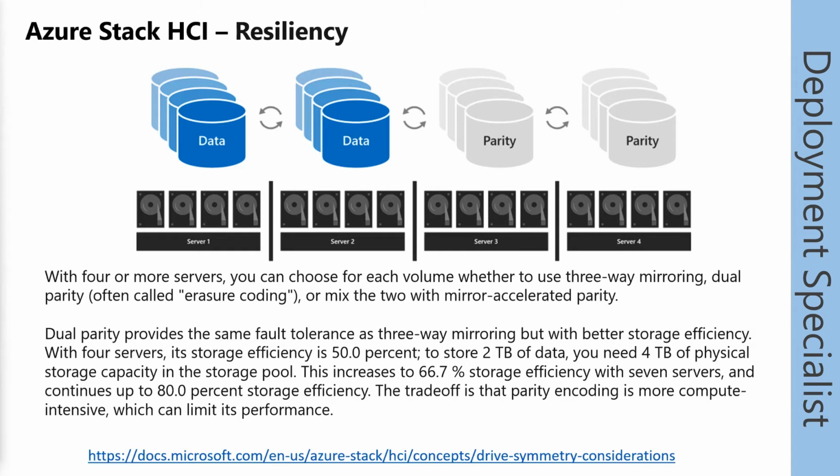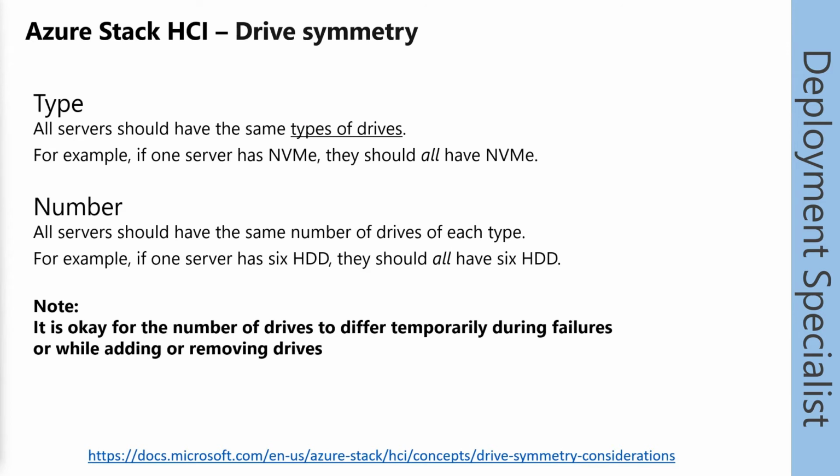When we look at the drive symmetry, we already discussed this. Then we have the clear statement that the servers should have the same type of drives. For example, if one server has NVMe, they all have to have NVMe. They have to have the same number of drives in each server. But for sure, if one drive fails, it might be temporarily the situation that we have a different number of drives till the failed drive is replaced.